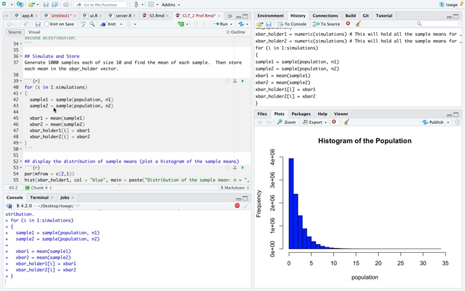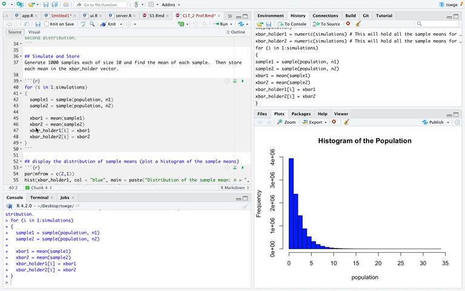And then sample 2 is going to take from the same population a sample of 50. So when i is 1, it's going to step through, take a sample of 10, a sample of 50, and then x bar 1 will be the mean of that sample of 10 that I just pulled, and x bar 2 is going to be the mean of sample 2, which is the sample of 50.